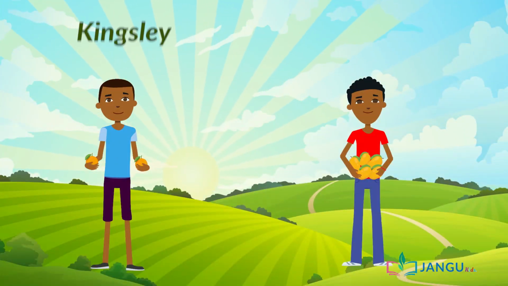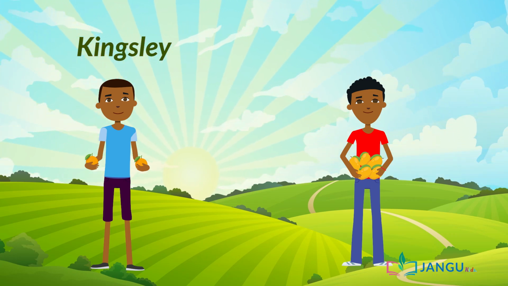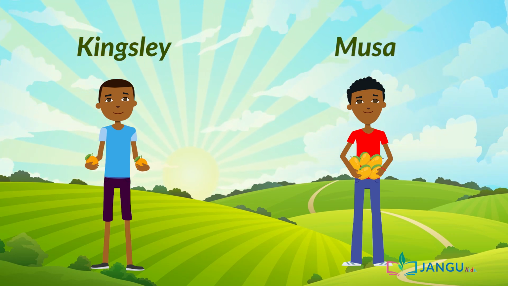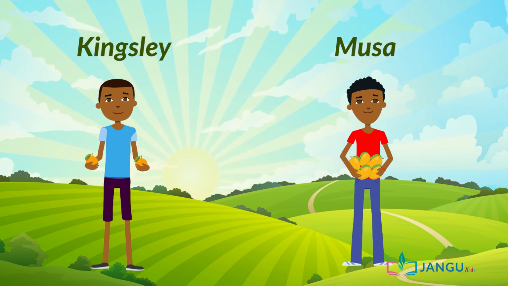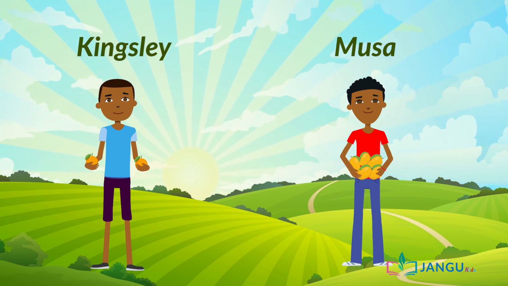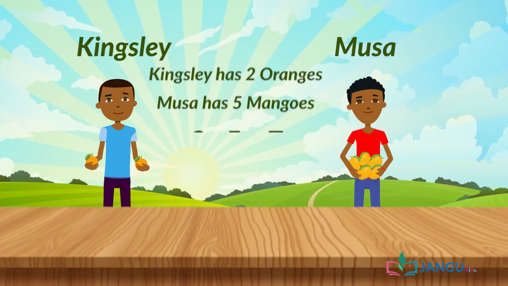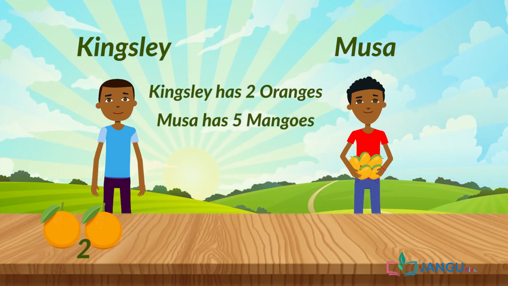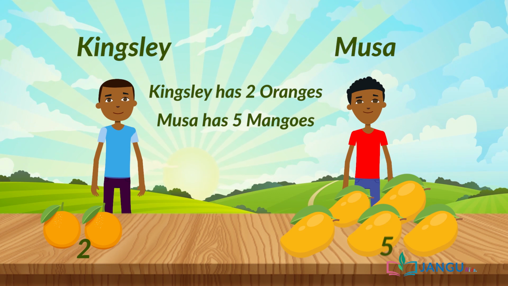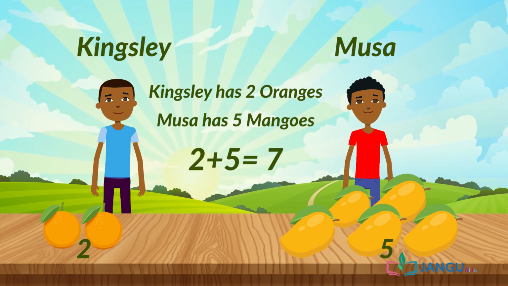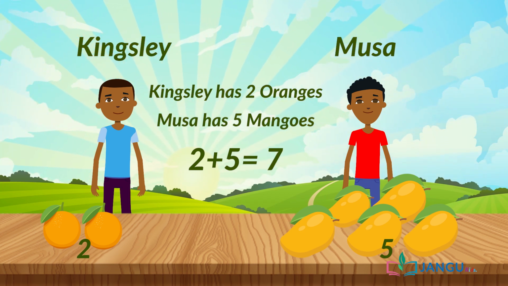Now let's start with this simple example. Kingsley has 2 oranges and his friend Musa has 5 mangoes. How many fruits do they have in total? Solving this problem is quite simple. All we have to do is add Kingsley's oranges and Musa's mangoes. So, Kingsley has 2 oranges and Musa has 5 mangoes. 2 plus 5 equals 7. You see? Now that was quite simple, wasn't it?